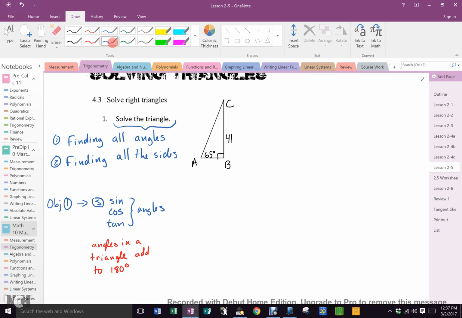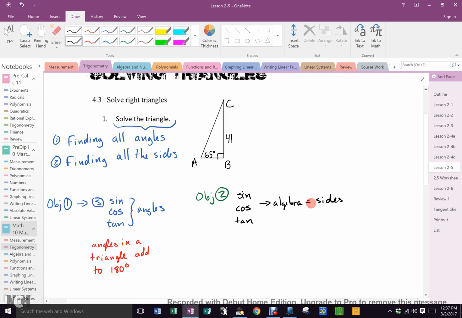How do you accomplish objective 2, which is finding all the sides? Shift sine found you angles. So what are you going to use to find sides? You're going to do regular sine, cos, tan, and then algebra. And that will get you the sides.